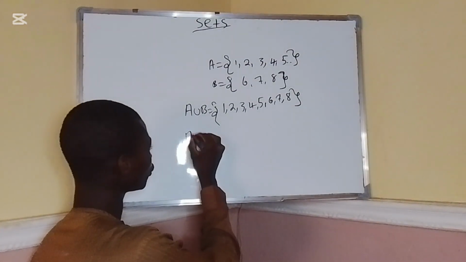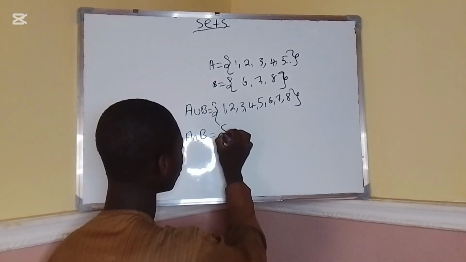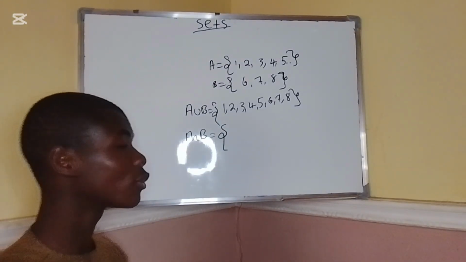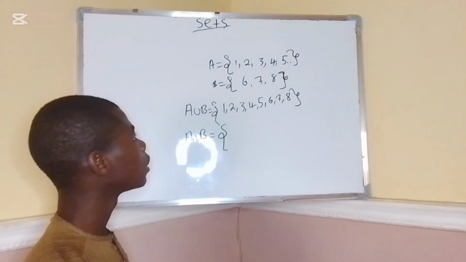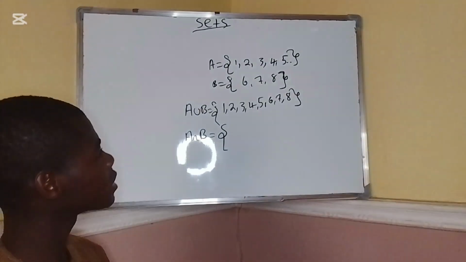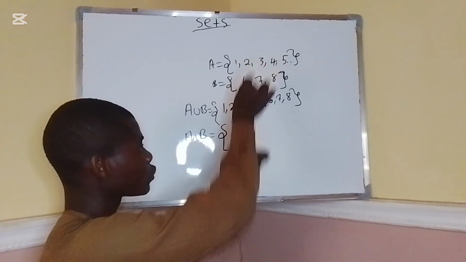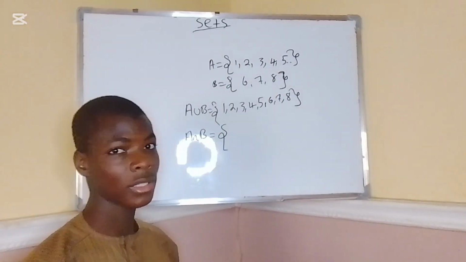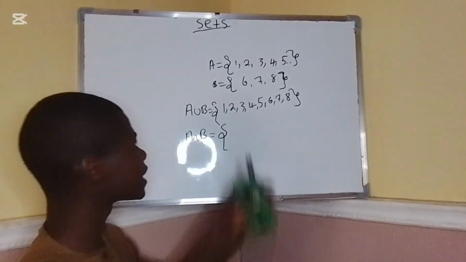So therefore, let me show you how to find the intersection. If I'm going to find the intersection of A and B, what am I going to do next? I will take a look at set A, and then I will also take a look at set B. Why should I look at both of the sets? So I may watch set A and set B and see whether there is any element that repeats itself in A and also in B. But there is no element that repeats itself in A and B.